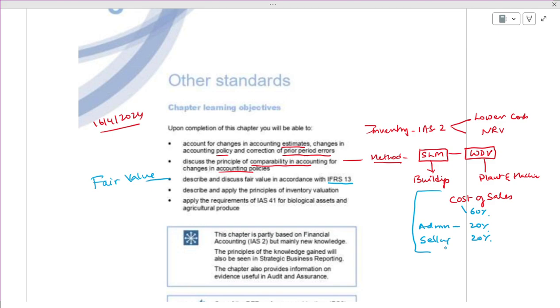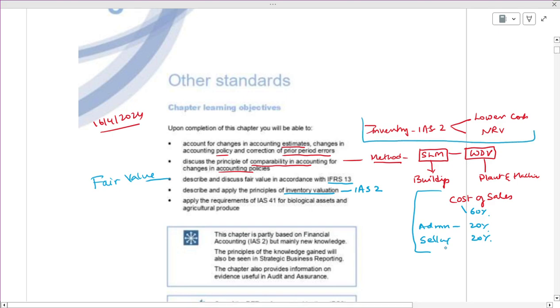Describe what are the principles of inventory valuation. Inventory is IAS 2. Inventory, as I told you, there are only two methods. One is lower of cost, the second is net realizable value. And there are some biological assets and agriculture produce.